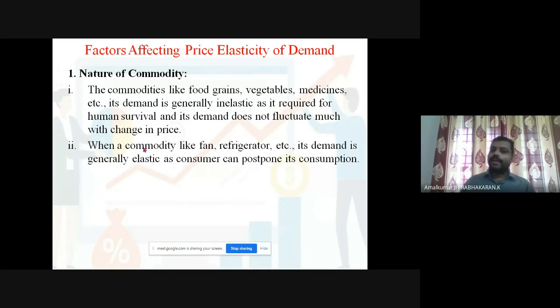Then, for a commodity like a fan or refrigerator, demand is generally elastic as a consumer can postpone its consumption. These are not regular consumption items. If the price increases drastically, the consumer will reduce the purchase. If the price decreases drastically, the consumer will purchase more quantity. So in the case of consumer durables, this is a case of elastic demand.